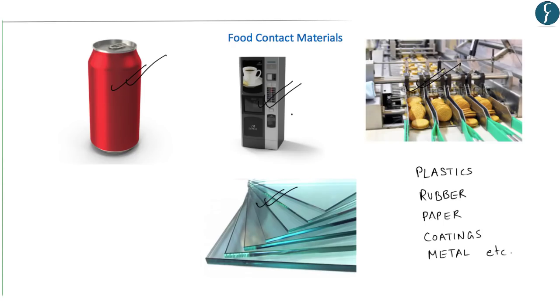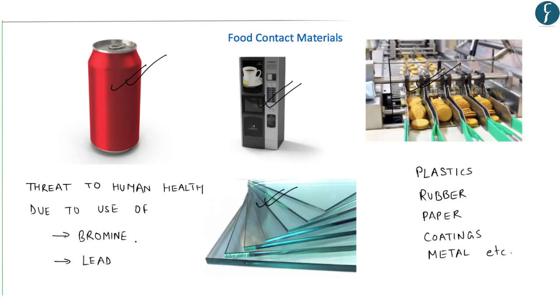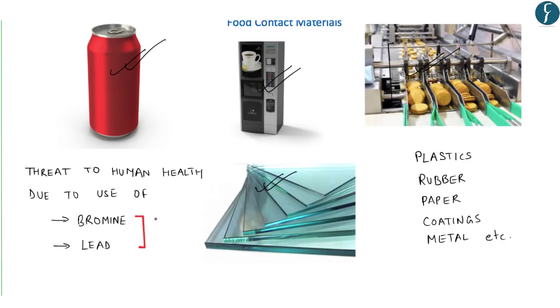And we also saw different food contact materials such as a soft drink can, coffee vending machine, machinery used in the food processing industry, glass, etc. So all these pose a threat to both human health as well as marine life. And threat to human health is due to the use of bromine and lead, which are often used in electrical equipment.